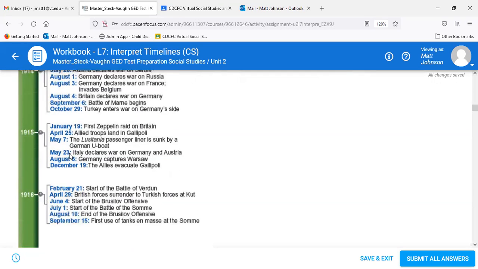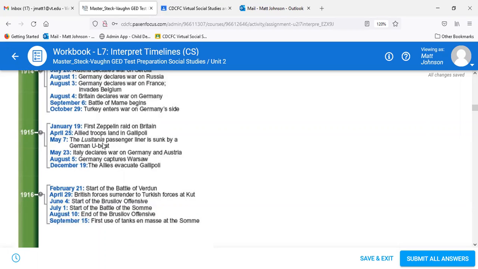So Britain, of course, then Turkey enters the war on Germany's side. The first Zeppelin raid, right? The big blimps were used to raid Britain and bomb Britain. Allied troops land in Gallipoli. This is in 1915 and on April 25th.